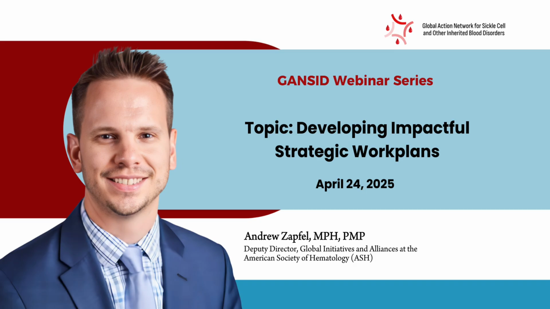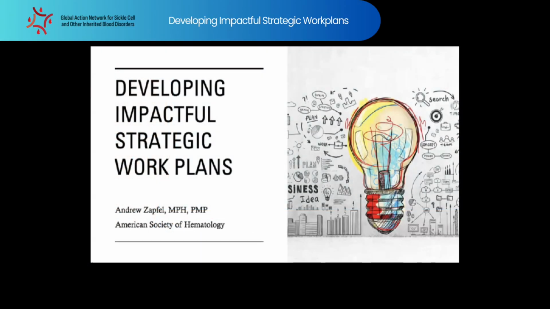So again, today's focus of this GANSID meeting is on developing impactful strategic work plans, really focusing on some of the tools that I like to use and some of the resources available to help you think strategically, to help you think effectively, and to prioritize what you can accomplish in inherited blood disorders, particularly with the capacity of the organization that you have.